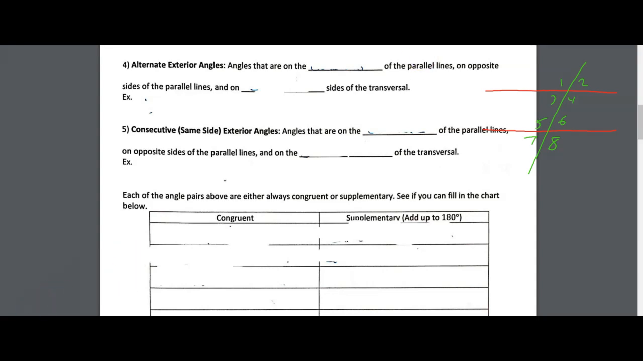All right, so alternate exterior angles. These are angles that are on the outside of the parallel lines. That's what exterior means. And on opposite sides of the parallel lines and on opposite sides of the transversal. So let's break that three-part definition down. They have to be on the outside of the parallel lines. So they have to be on this side or on this side.